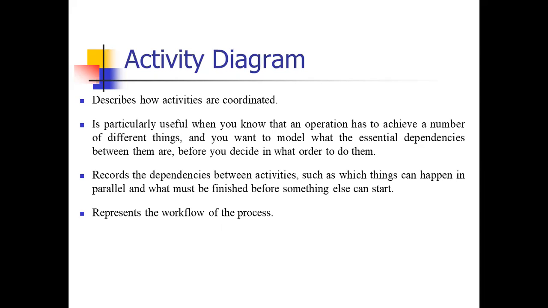That means, like flow charts, we have to perform different things and achieve different things with the output. At that time, we are going to use this activity diagram. It records the dependencies between the activities, such as which things can happen in parallel and what must be finished before something else can start. It represents the workflow of the process.